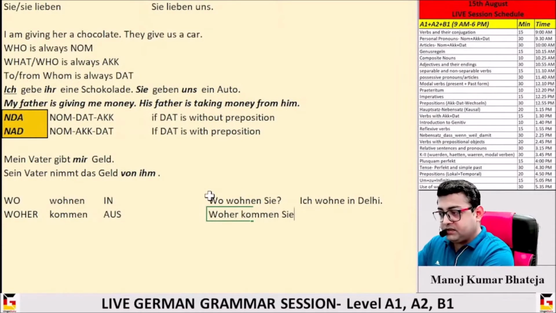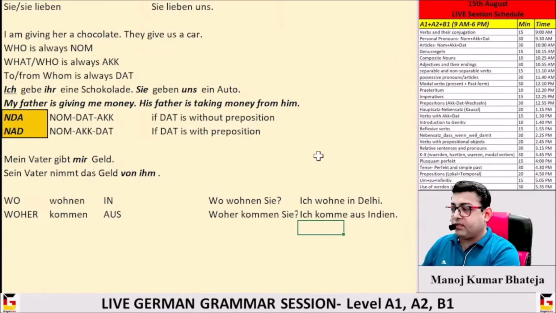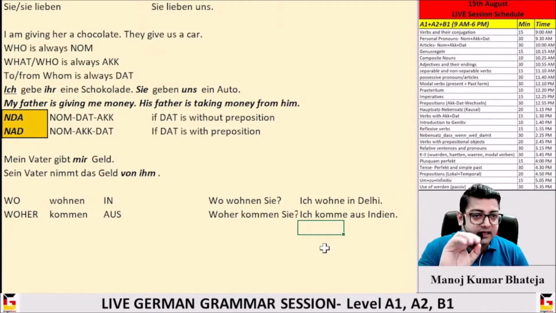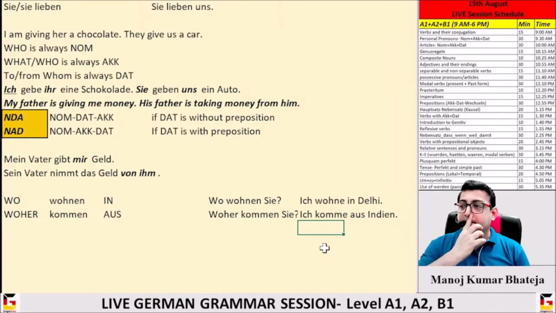Okay? For example, wo wohnen Sie? The answer will be ich wohne in Delhi. Woher kommen Sie? The answer would be ich komme aus Indien. Always woher with aus and wo with in. That's correct. Thank you very much.